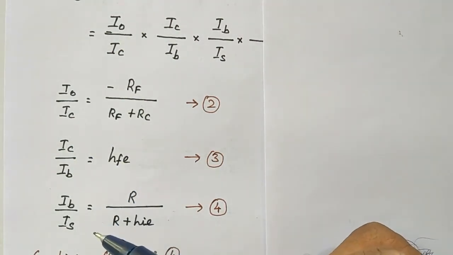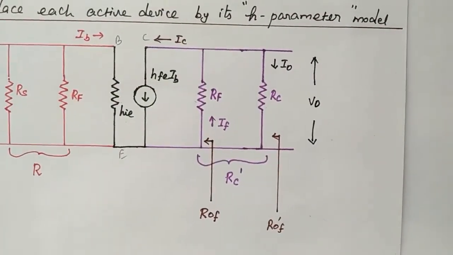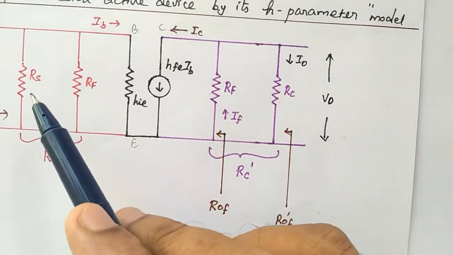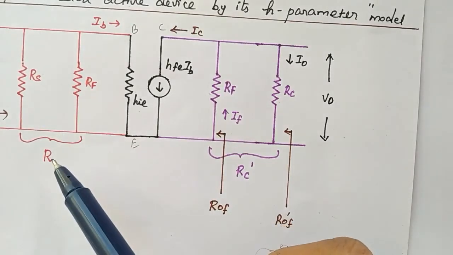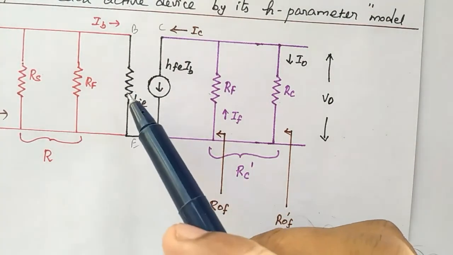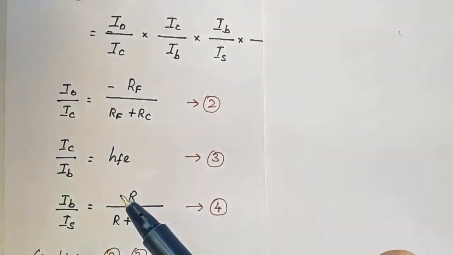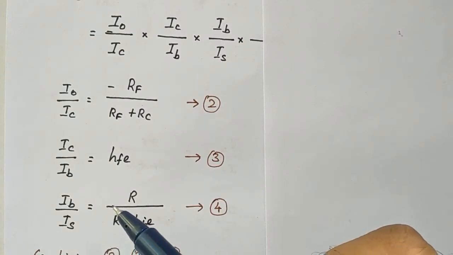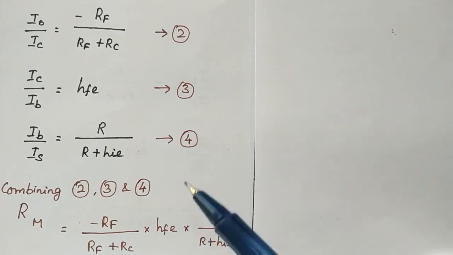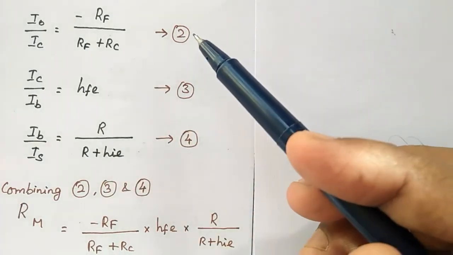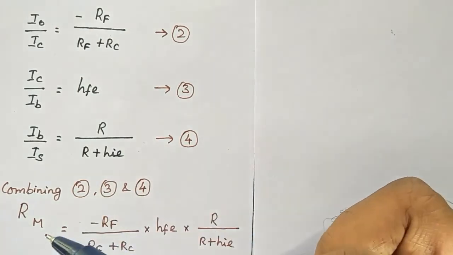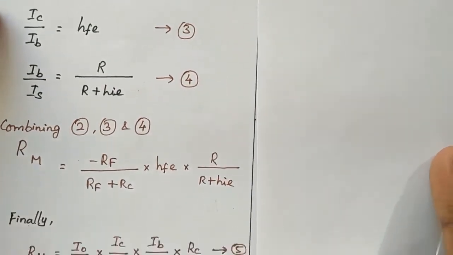In the input side we have the parallel combination of RS and RF called as a capital R, that is parallel with HIE. So we take these two as the main resistances. We form the current divider rule. So IB by IS can be written as R by R plus HIE. These individual current ratios can be written as equation 2, 3 and 4. Finally, we combine 2, 3, 4 to find the RM value.